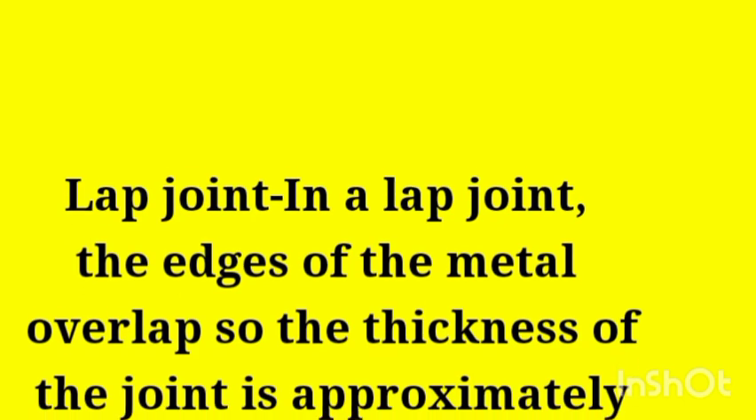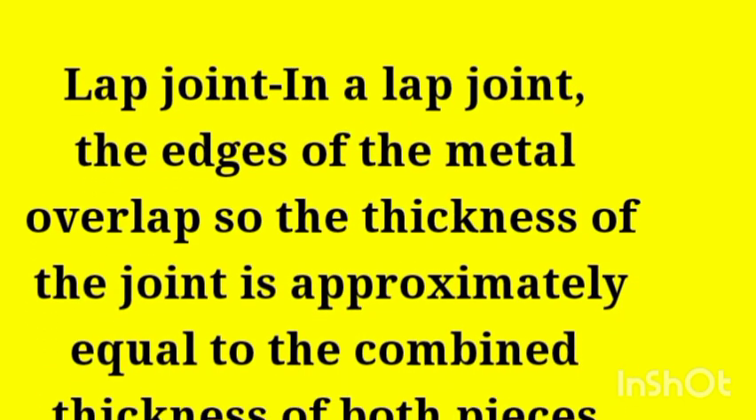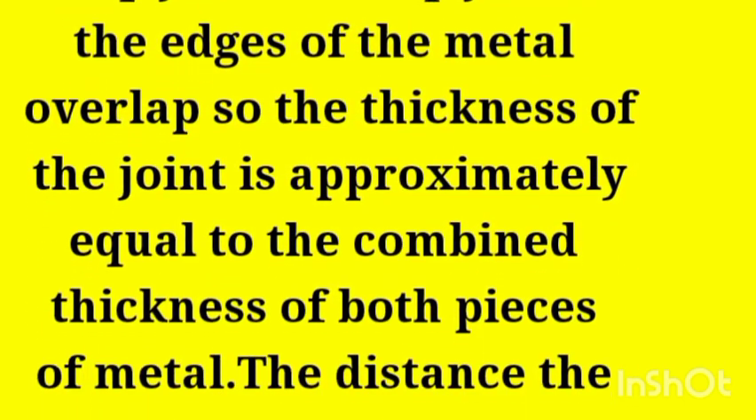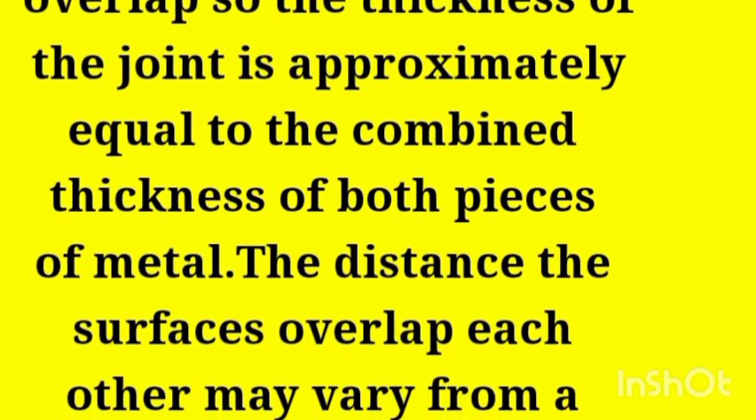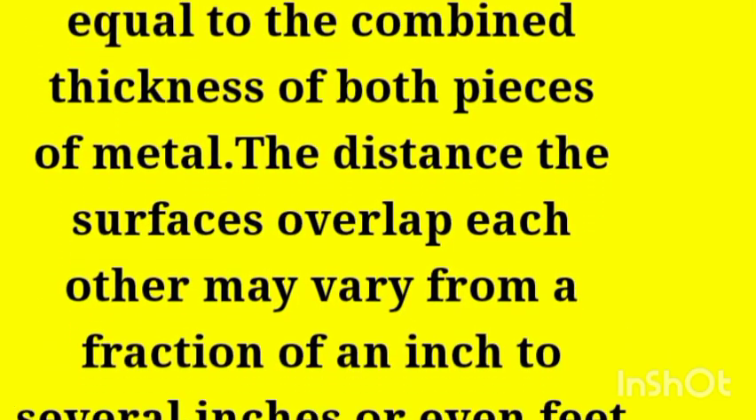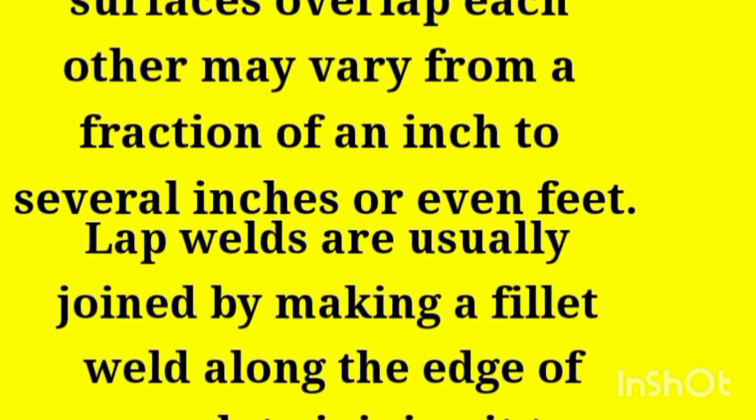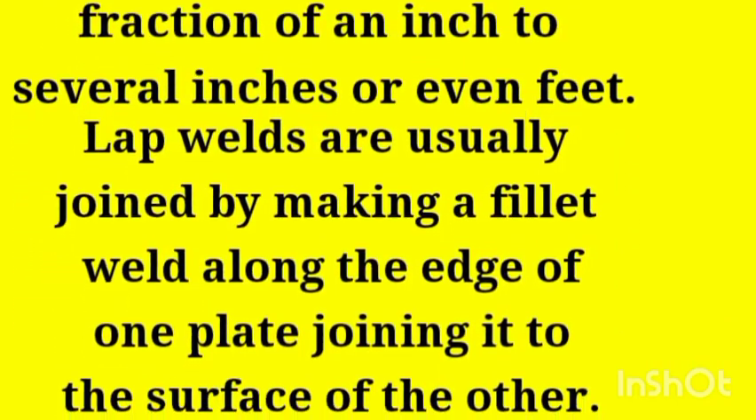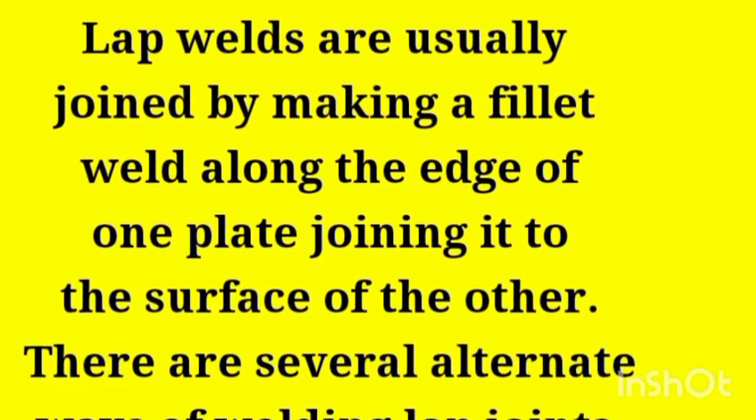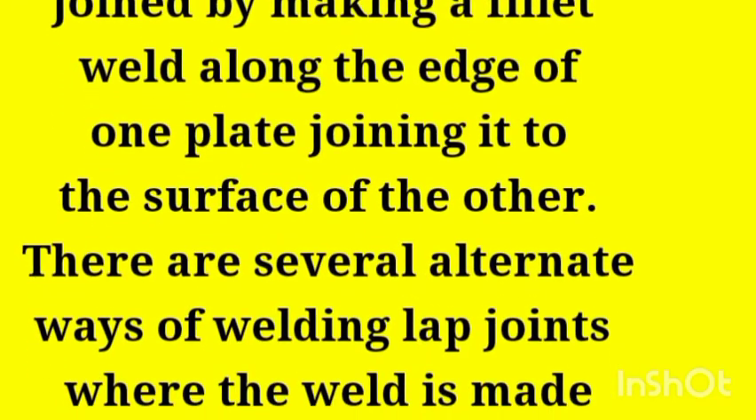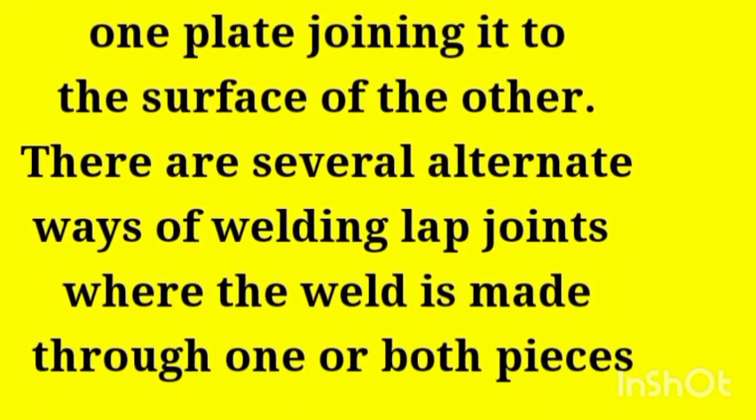Lap joint. In a lap joint, the edges of the metal overlap so the thickness of the joint is approximately equal to the combined thickness of both pieces of metal. The distance the surfaces overlap each other may vary from a fraction of an inch to several inches or even feet. Lap welds are usually joined by making a fillet weld along the edge of one plate, joining it to the surface of the other.